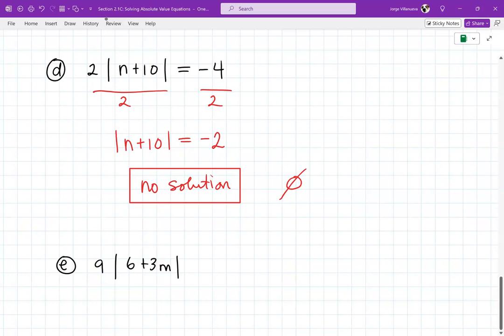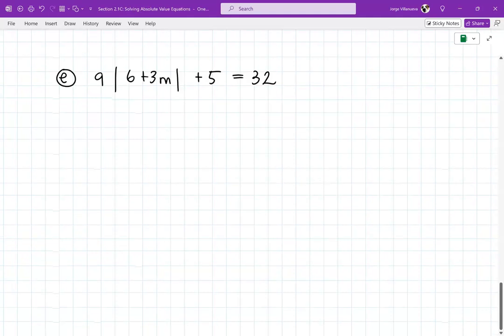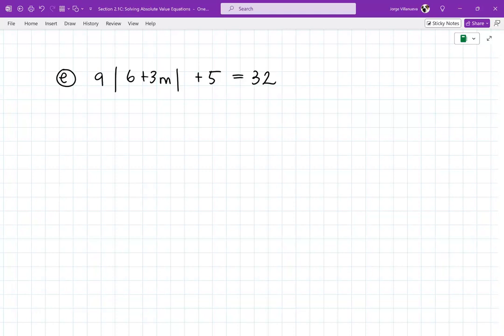Here we go. 9 times the absolute value of 6 plus 3m, plus 5, is equal to 32. So that's kind of as complicated as it can get. They have numbers multiplying the absolute value. They got numbers on the outside adding or subtracting to it, equal to something on the right side, right? So we do have to isolate the absolute value. So we got to move things.